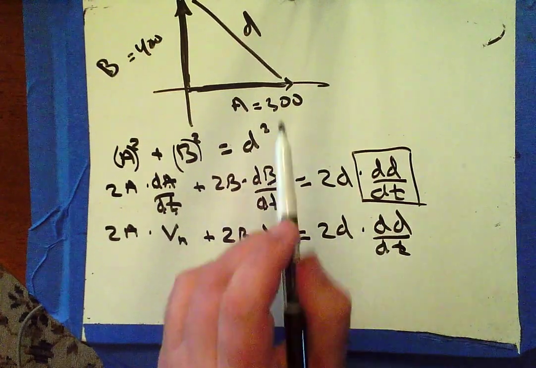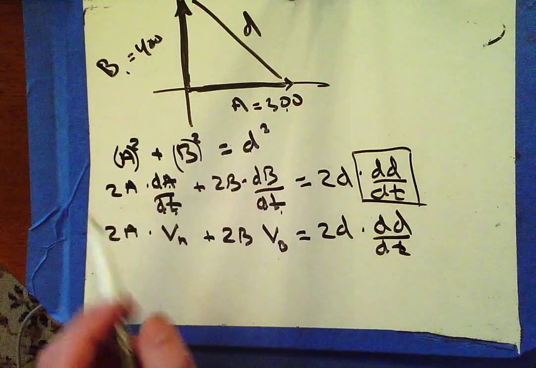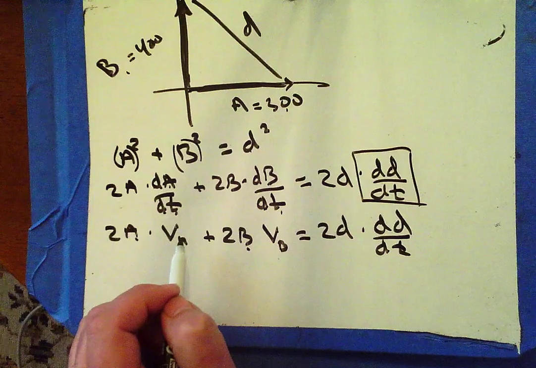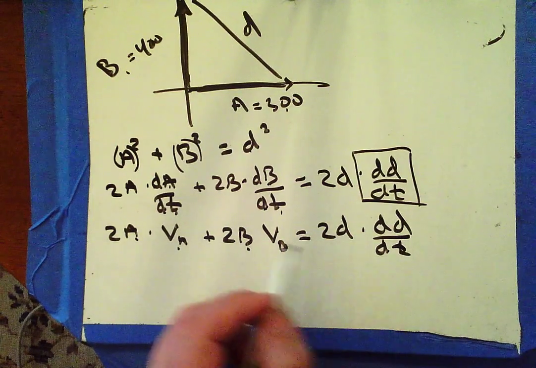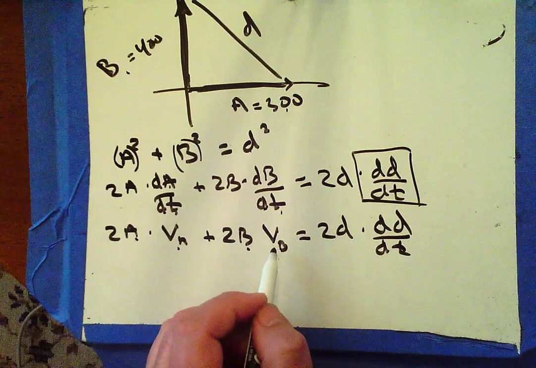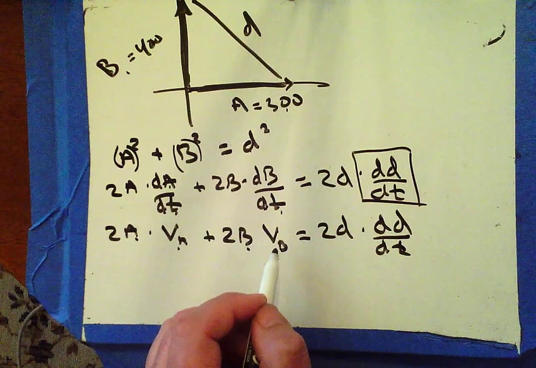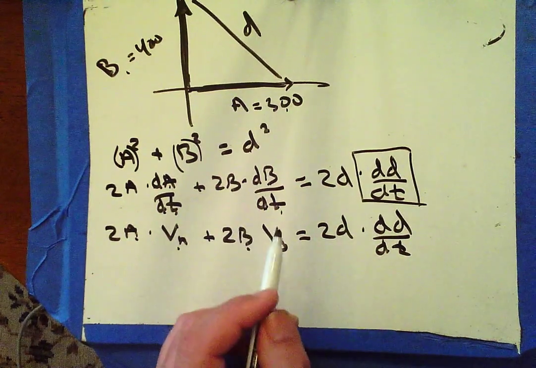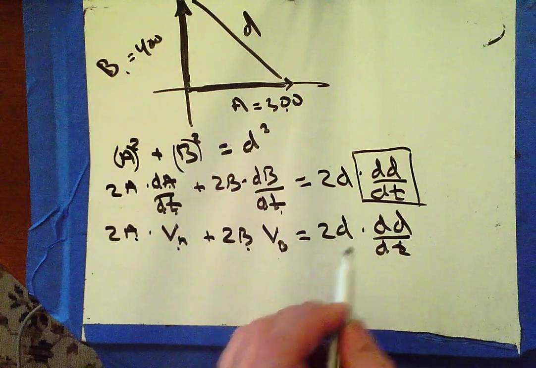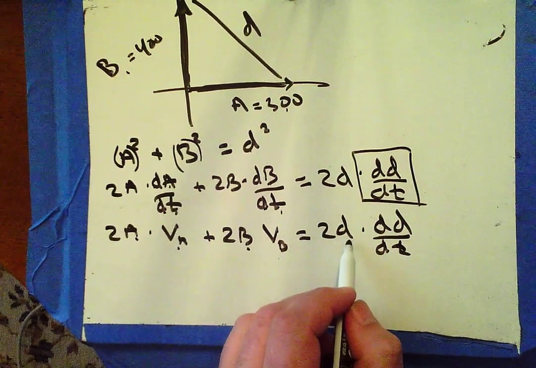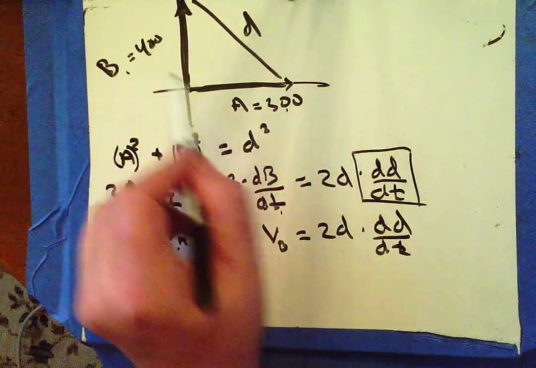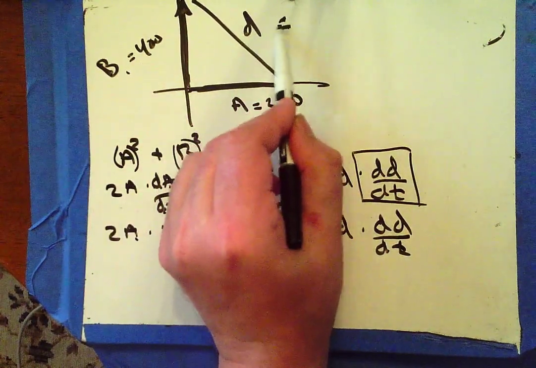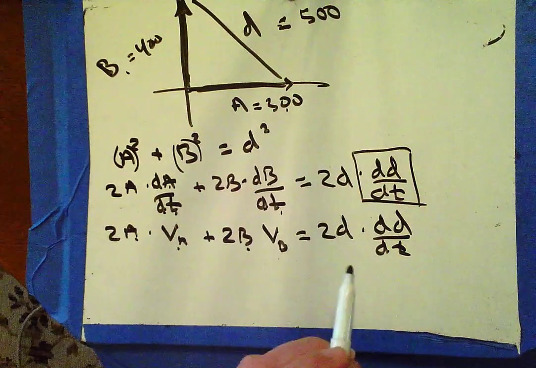Well, I see B and I see A. I can plug those in. V of A I can get from the table. V of B, I'm going to use the velocity equation that they gave me for B, and I'm going to plug a number in there. But what about D? Oh, there's D, and I've got these sides, so I'm going to use my Pythagorean theorem, or Pythagorean triples, to find out that this is 500.